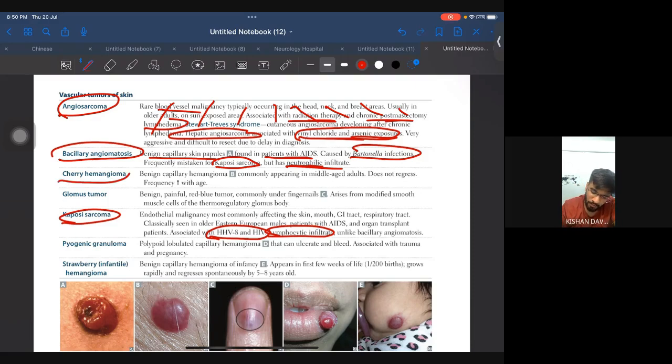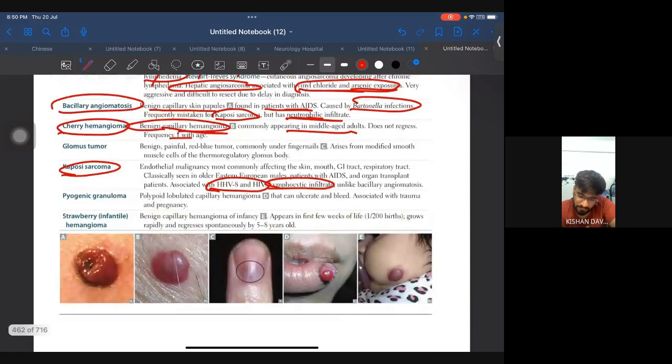Coming to cherry hemangioma, benign capillary hemangioma commonly appearing in middle age, does not regress. In cherry hemangioma, they won't give you any feature. They will directly show you the image.